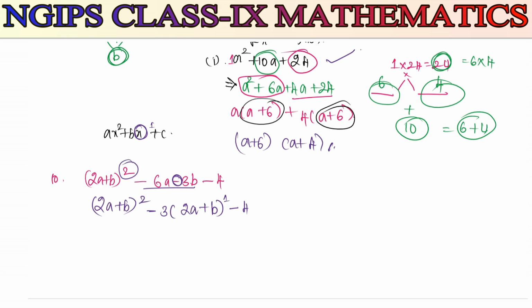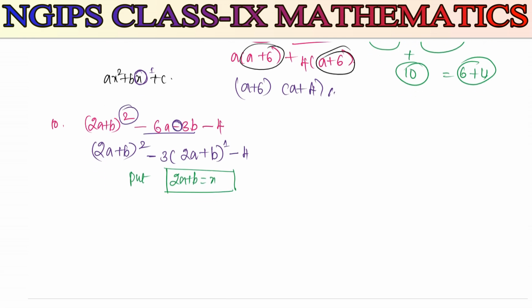I am going to take 2a plus b equal to x. When you substitute the final answer, you have to replace that particular value here. So I am going to substitute x square minus 3 into (2a plus b), which becomes x, minus 4. So now this is in the form of a quadratic equation. So I can take the coefficient of x square. If nothing is there, the value is 1.